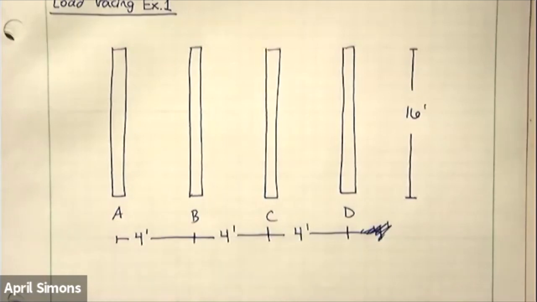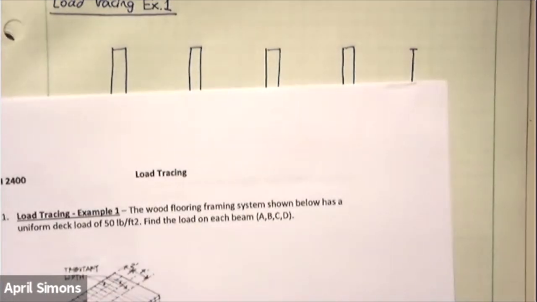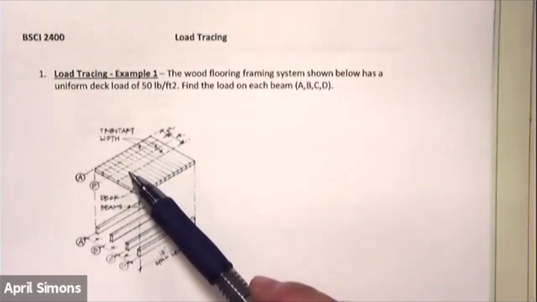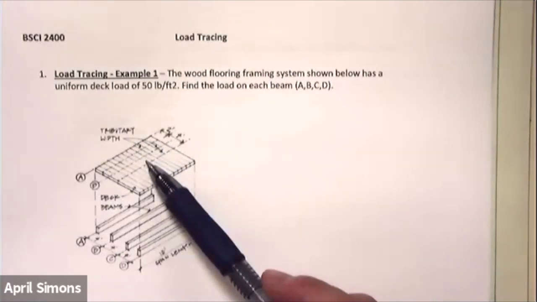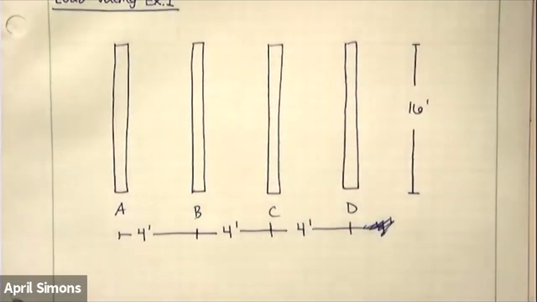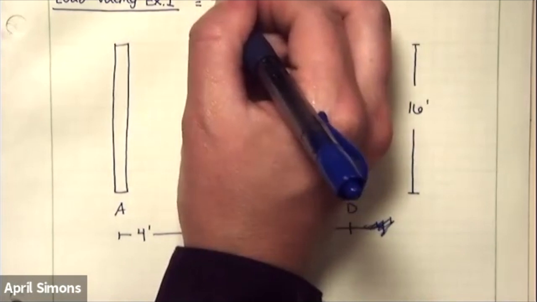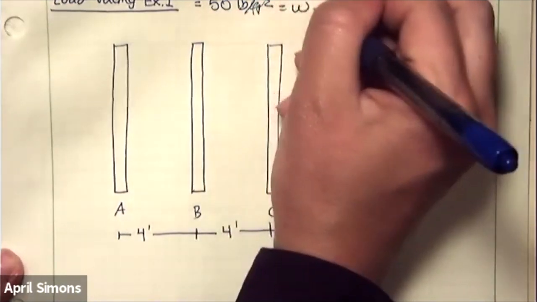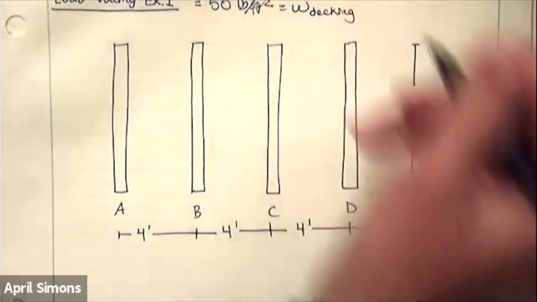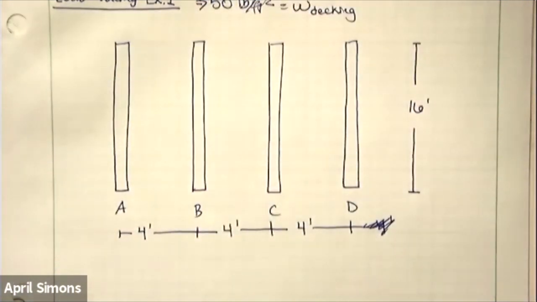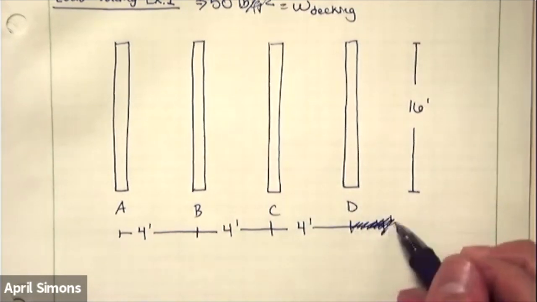Okay, we also know, because we're told in the problem statement, that the uniform deck load is 50 pounds per square foot. So we're basically given the load on this area. All of this decking, we know that there's 50 pounds of weight per square foot of this decking if we apply that as one unit here. So 50 pounds per square foot is the uniform load for the decking. And again, we're asked to find the load on each of these beams, A, B, C, and D.